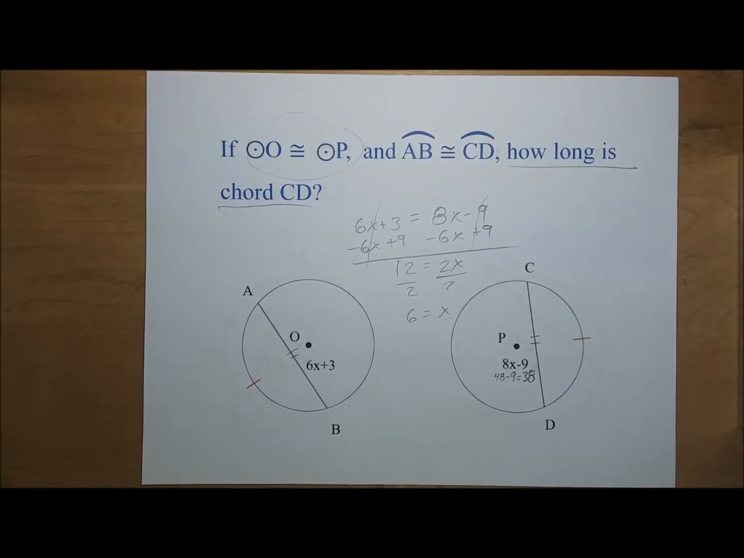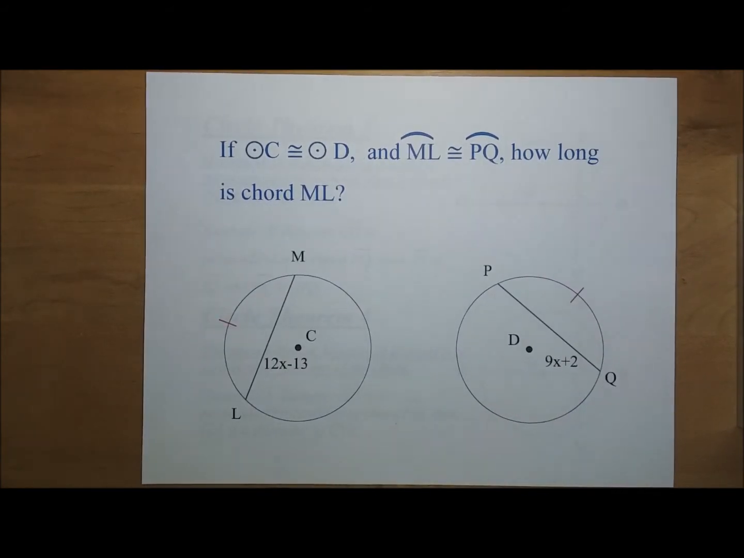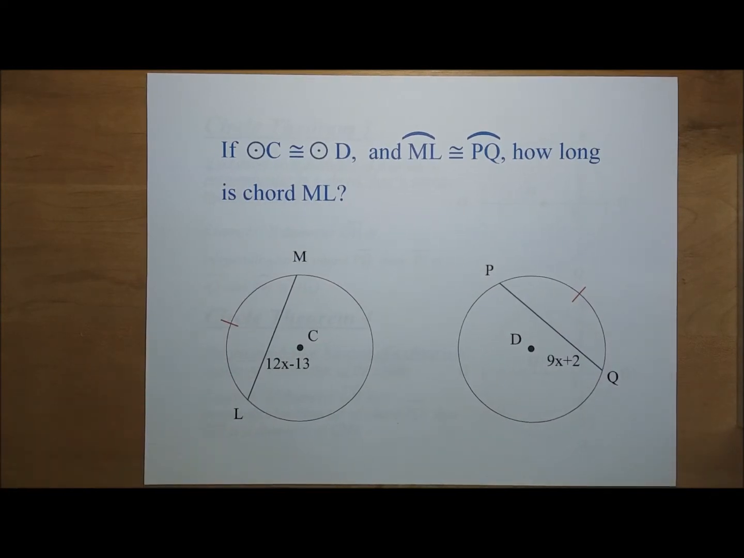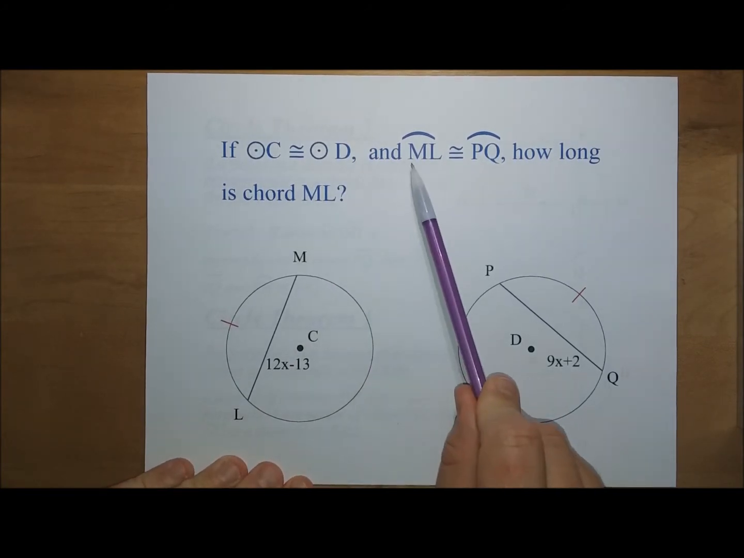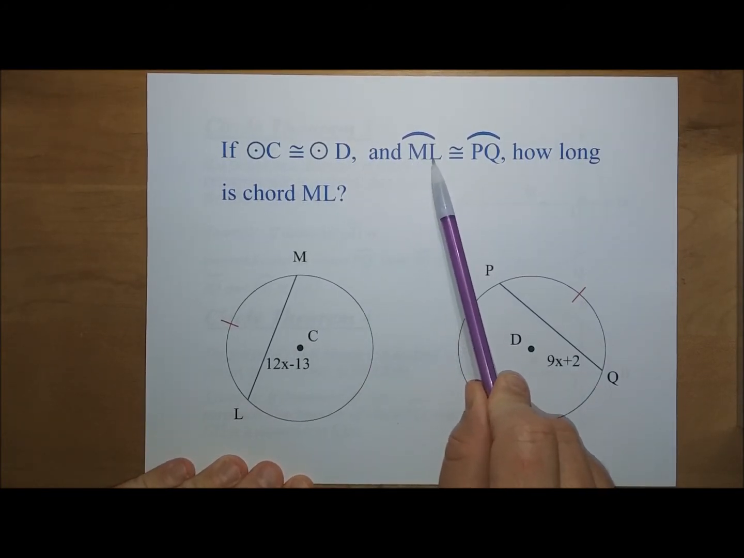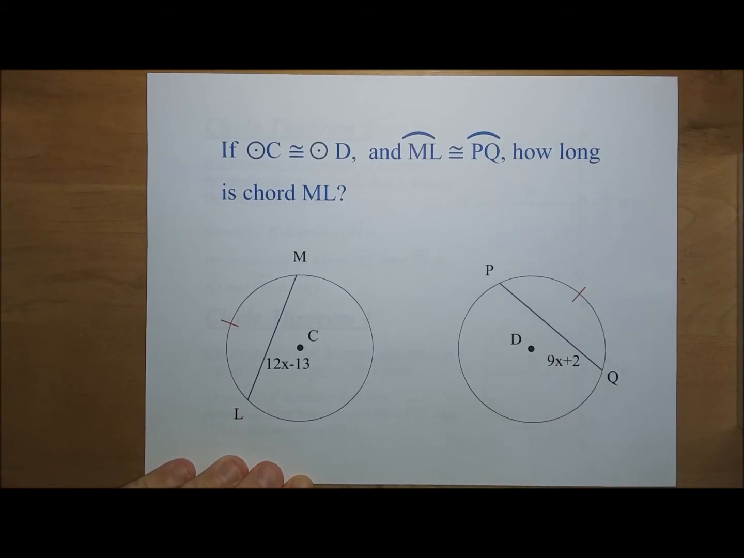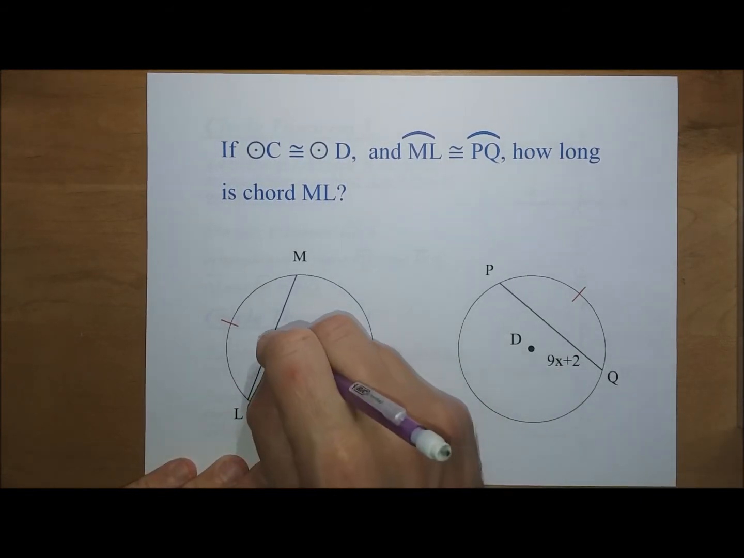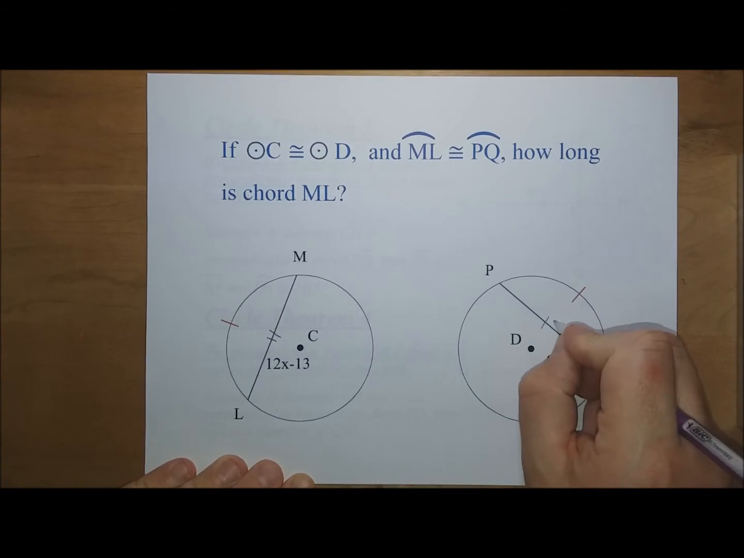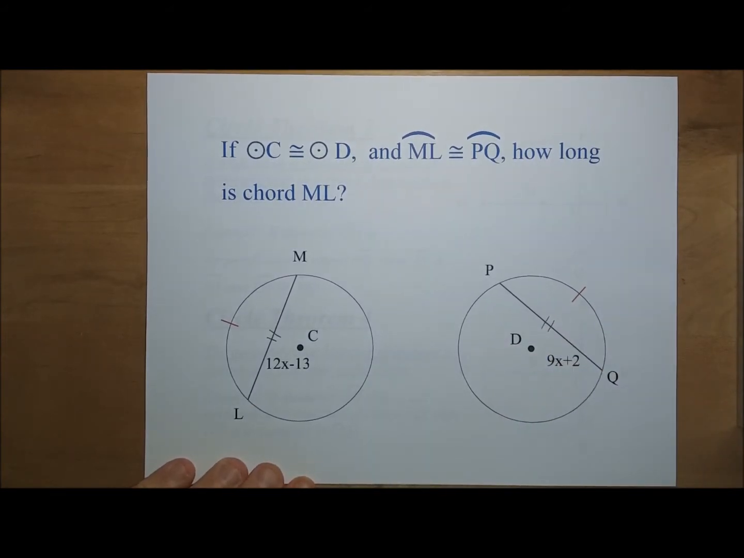Good. Here's a good place to pause if you want to try one of these on your own. You can go ahead and pause the video. If circle C is congruent to circle D and arc ML is congruent to arc PQ, how long is chord ML? Okay, if these are congruent circles and these two arcs are congruent, then I know their corresponding chords must be congruent as well.